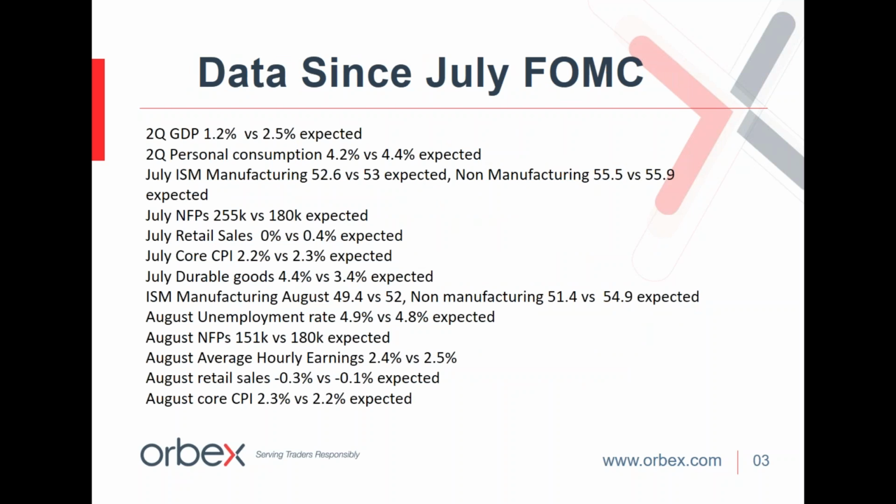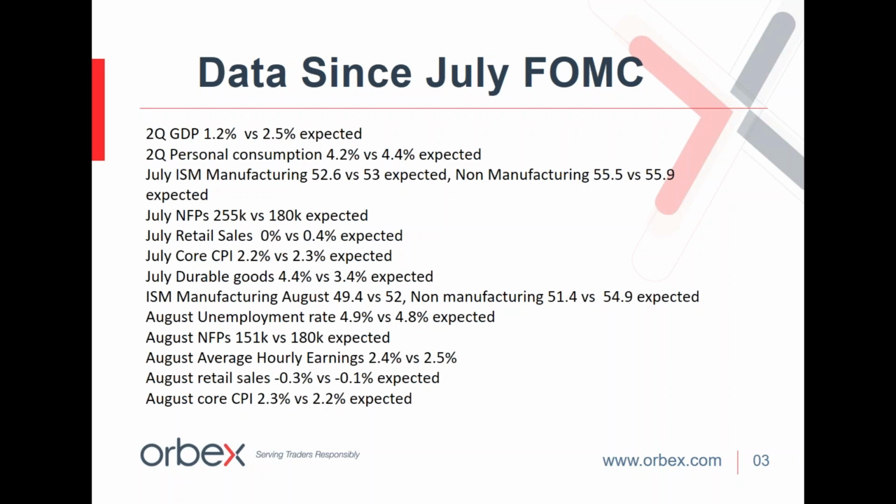So second quarter GDP printed below expectations at 1.2% versus 2.5% expected. Second quarter personal consumption similarly undershot expectations at 4.2% versus 4.4% expected. Remember, the Fed used this as a key gauge for real inflation. The July ISM manufacturing and non-manufacturing components both printed below expectations.